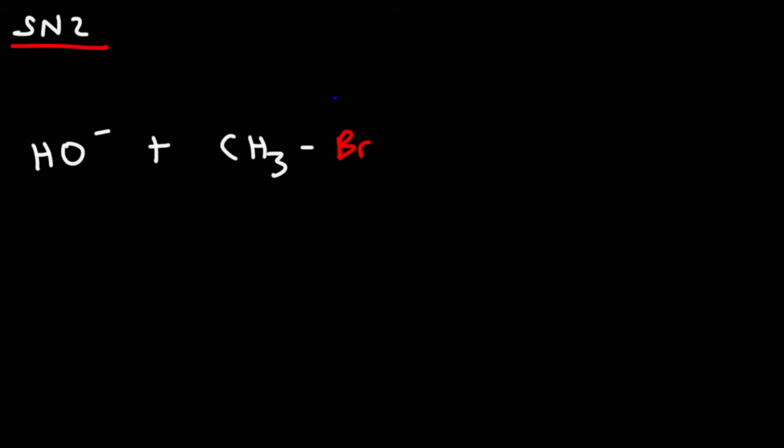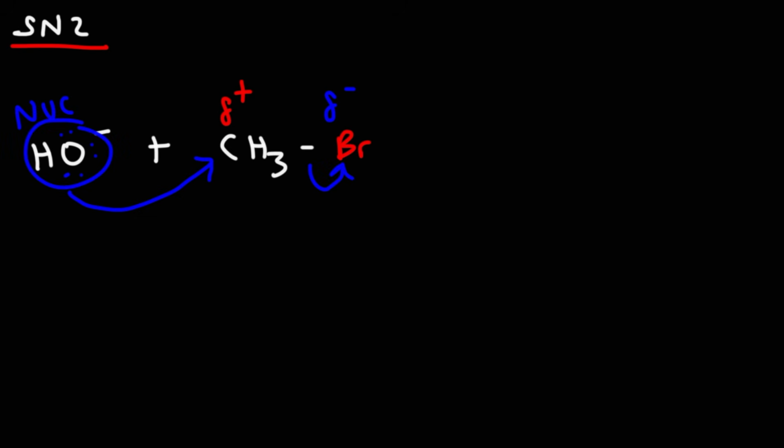Bromine is more electronegative than carbon, so it has a partial negative charge. Carbon is more electropositive than bromine, so it's going to be partially positive. Therefore, the hydroxide is electrostatically attracted to the partially positive carbon atom. So this is going to behave as a nucleophile. It's going to attack the carbon and expel the leaving group.